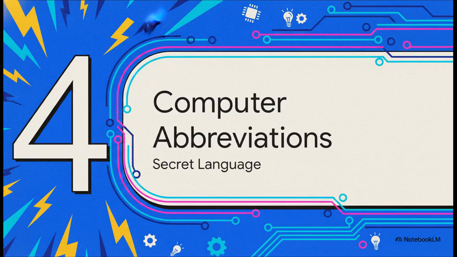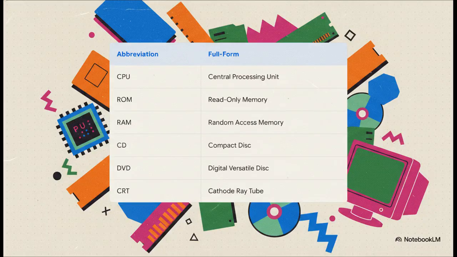Okay, on to our final stop, Section 4, cracking computer abbreviations. Let's translate some of the secret language of tech. We absolutely have to speak the language, right? Starting with the brains and memory. You've got the CPU, which is your central processing unit, the literal core of the machine. For memory, we have ROM, which is read-only memory, and RAM, random access memory.